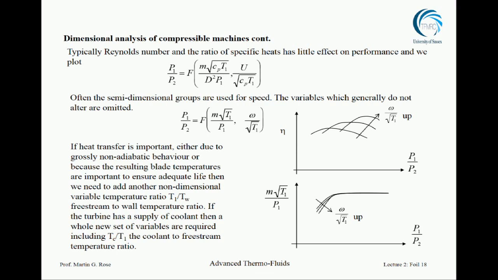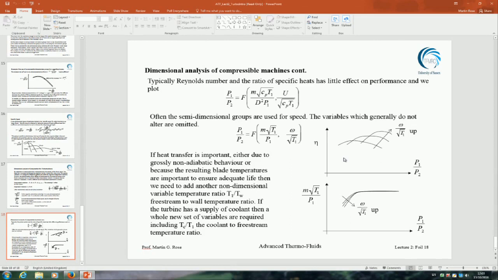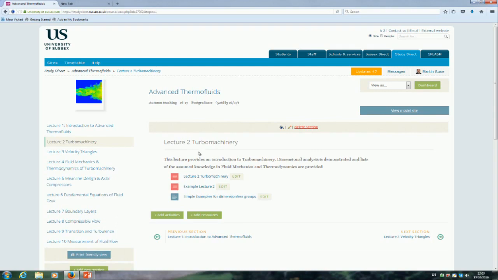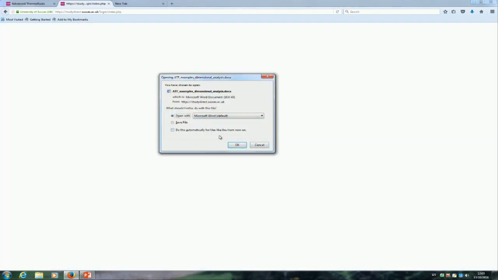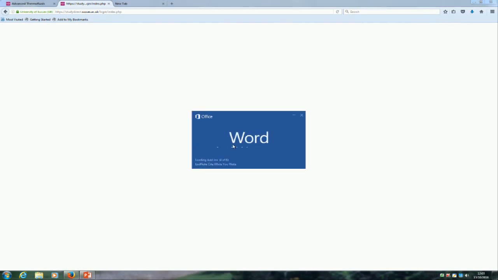I'll call up the document so you can see it anyway, if it's going to appear. Examples, simple examples for dimensionless groups. I have to sign in again because the machine's got bored. This is the document you can download so as to give written answers to these questions.